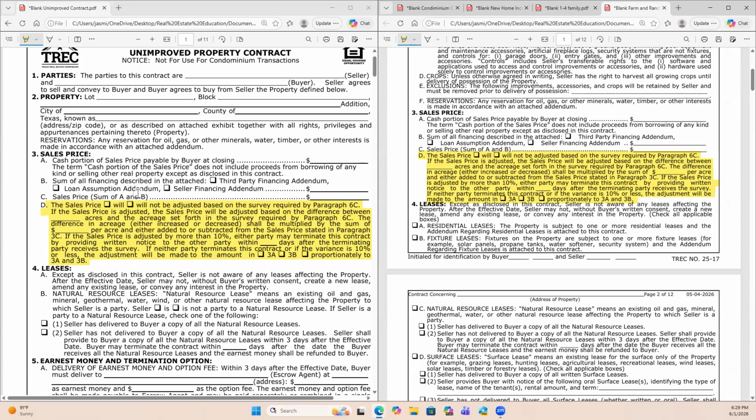So if you can get this to be a will not be adjusted, your clients will like you a little bit more. If you are just doing this from the buyer's perspective, you want that price to be adjusted more than likely based on that survey because there might be less land.